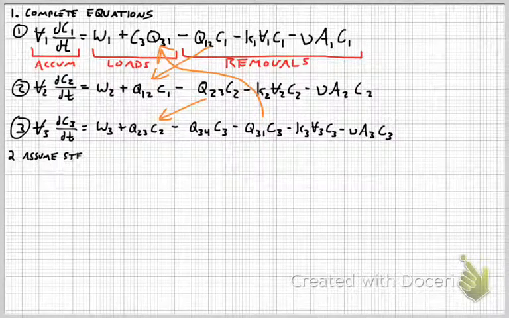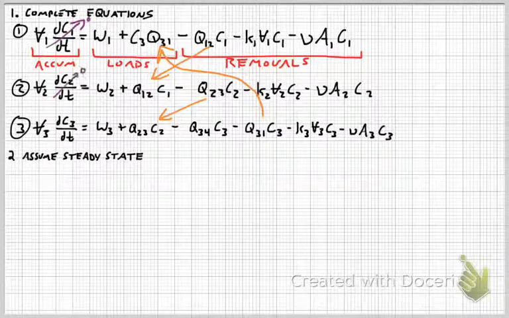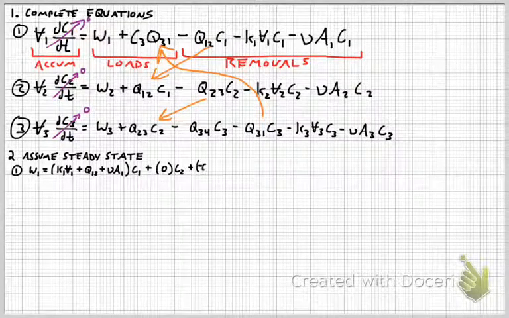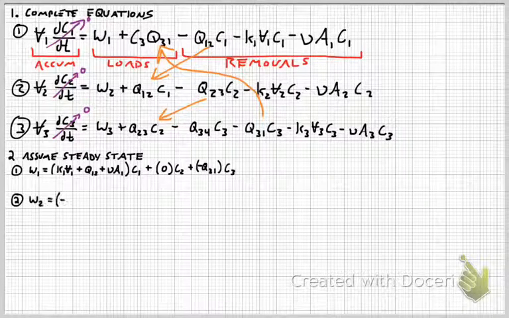So moving on in our solution, we're going to assume steady state. That means that we can zero out those derivatives. The dC/dt terms become 0. Concentration is no longer changing with time. And by doing so, we can rewrite these equations and reorganize ourselves just a bit.